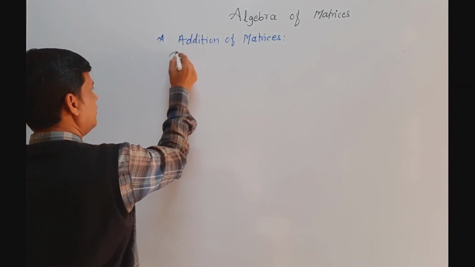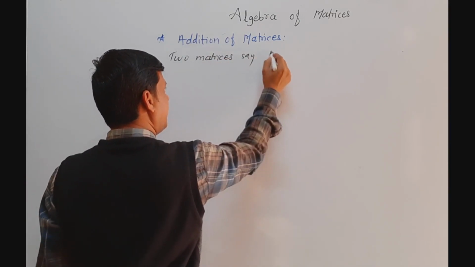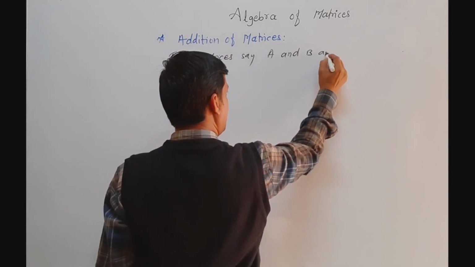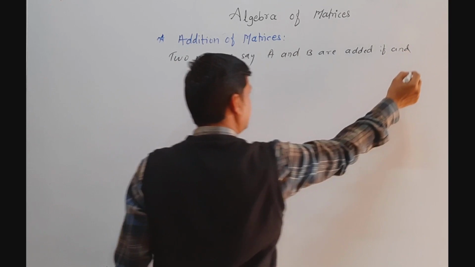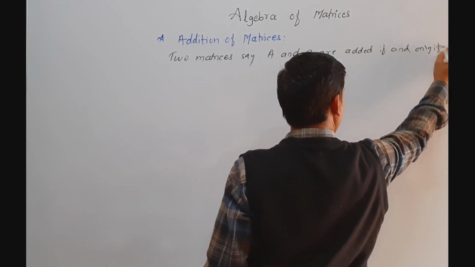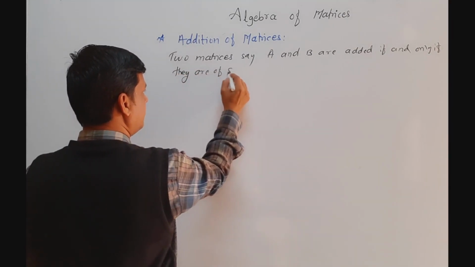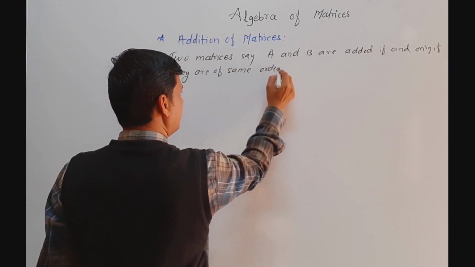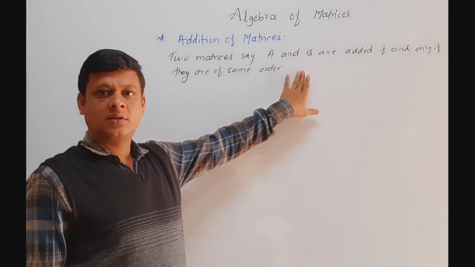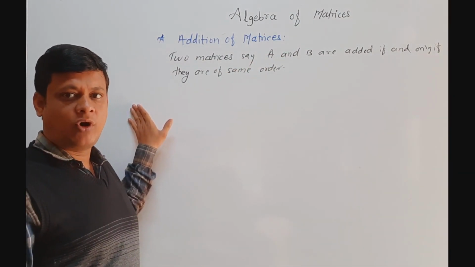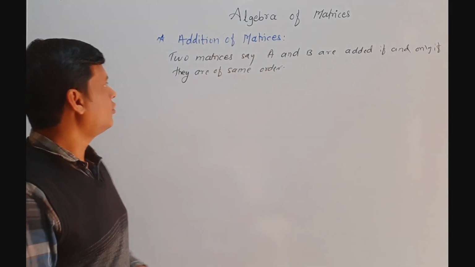So we write here two matrices, say A and B, are added if and only if they are of same order. That means we can add only matrices of same order. If the matrices are not of same order, we cannot add those two matrices.